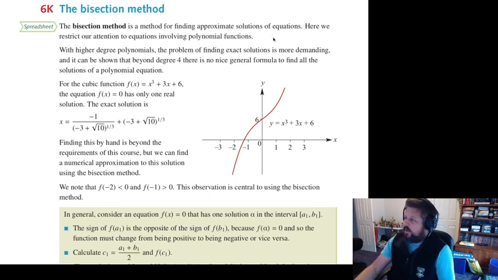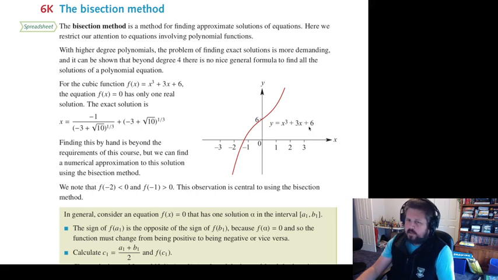It says with higher degree polynomials, the problem of finding exact solutions is more demanding, and it can be shown that beyond degree 4, there is no nice general formula to find all the solutions of a polynomial equation. So where we've got quadratics and cubics, there are general rules that we can use to find the solutions. So where it crosses over the x-axis, for example. Where you get higher order polynomials, no general formulas. So we need to have some kind of technique, and we don't always have access to calculators, so that can be problematic as well.